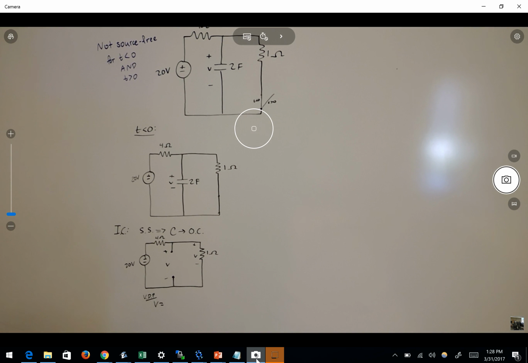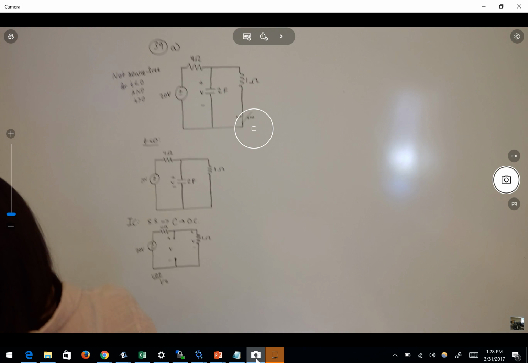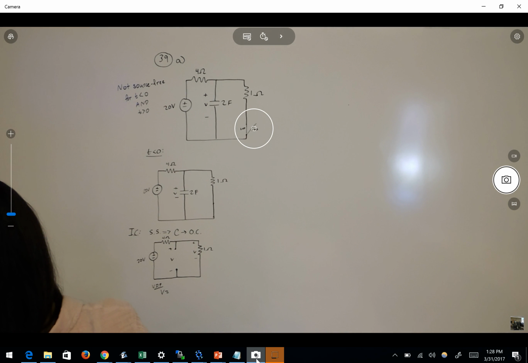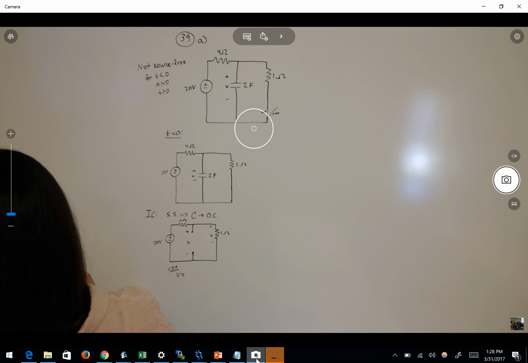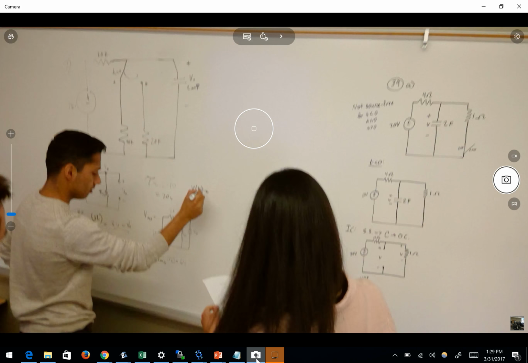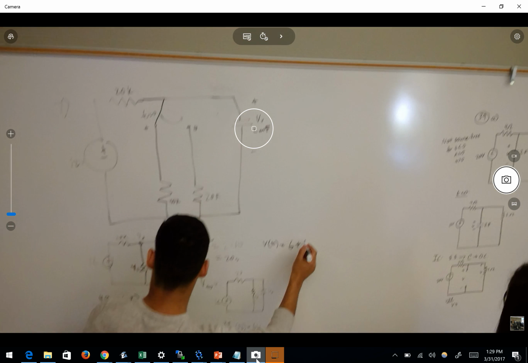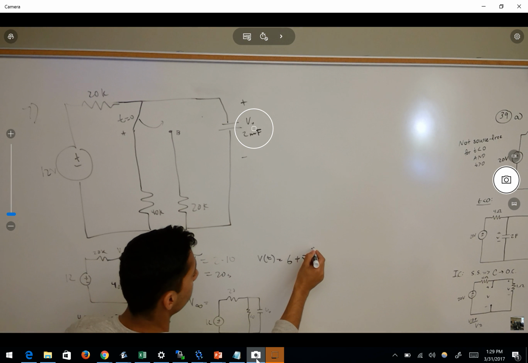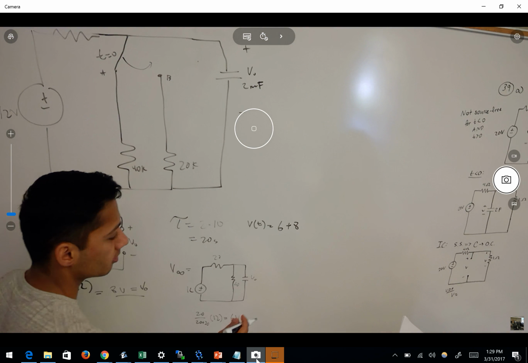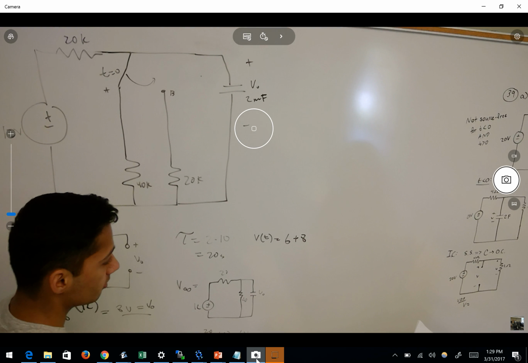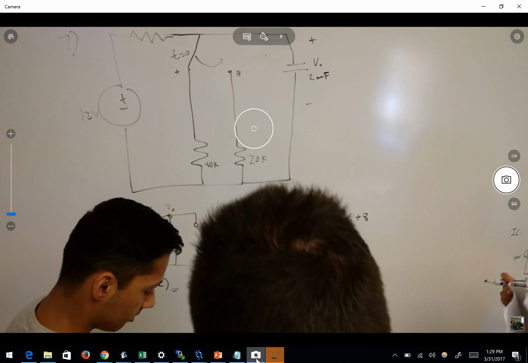So the formula should be, so you're finding your V infinity. So initial capacitor voltage. Oh yeah, because these sources. VFT is equal to 6. V infinity plus VO, which is 8. E to the... No, it's plus VO minus V infinity times the E. Okay, wait. No, so it should be like this.